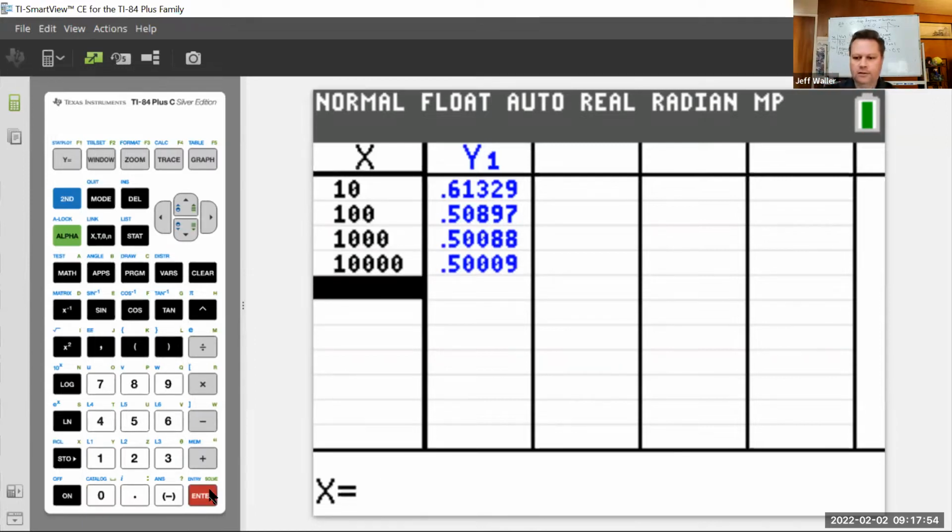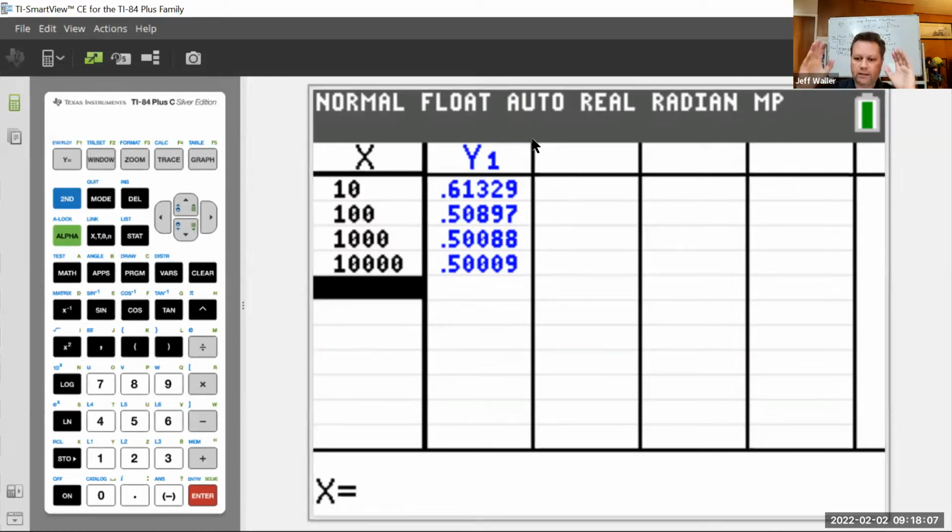Bam. All right. What is the important part of what I'm doing right now? Can somebody tell me what the important part is of what I'm doing right now? What are we seeing from this table? It's getting closer to 1/2. Yes, which is what the prediction was, right? I like it. So this is the way.